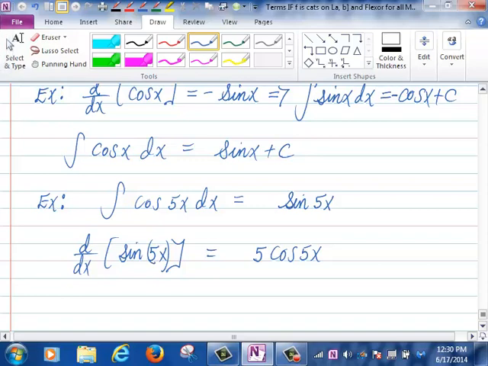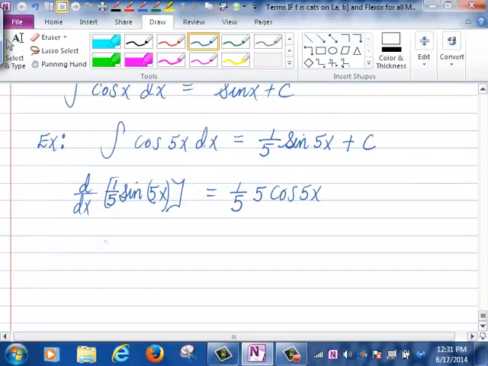So how do I make it exactly cosine 5x? If I have 1/5 here, then I'm going to get a 1/5 here, and now I have exactly cosine 5x, right? So that means the indefinite integral of cosine 5x is 1/5 sine 5x plus c. Is that making sense to you? If you take the derivative of 1/5 sine 5x, then you get exactly cosine 5x. Is everybody okay with that?